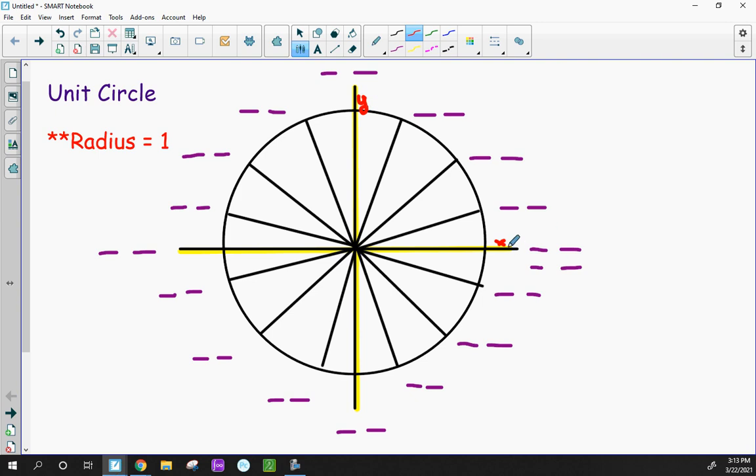And we know from algebra that this is your x-axis, of course, and this is your y-axis. We're going to tie in some things that we've already learned in trig in the last couple of weeks from sections 1 and 2.